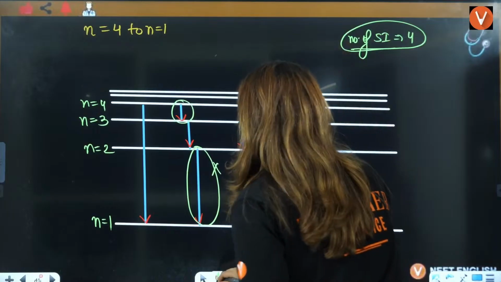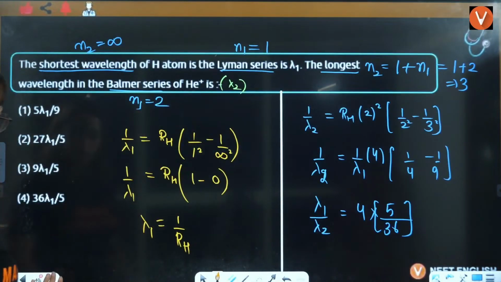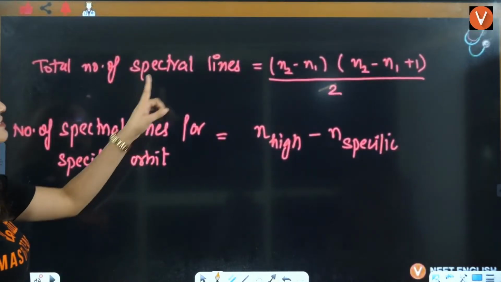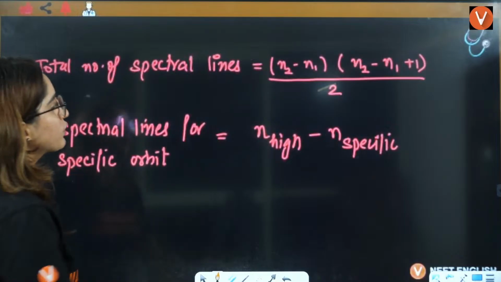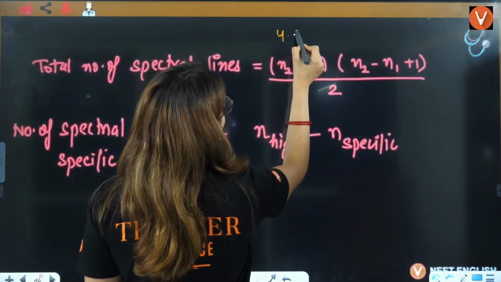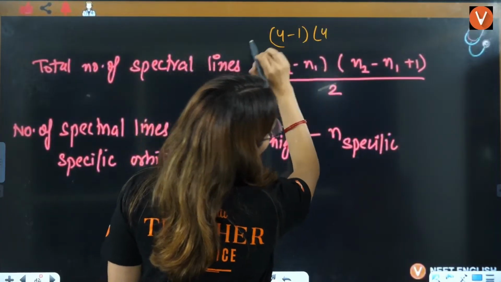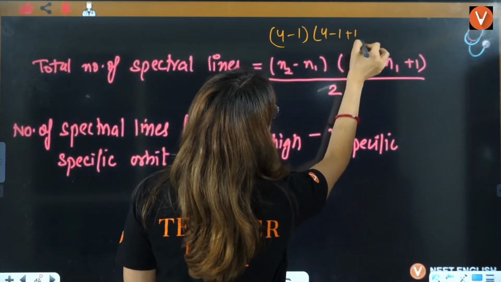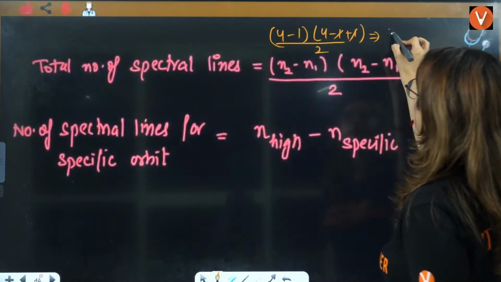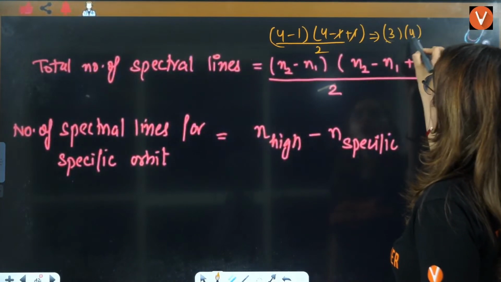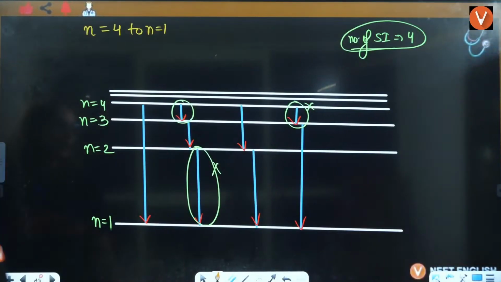Okay. Now I will teach you one formula. Rather than doing this, we'll have this formula: n2 minus n1 into n2 minus n1 plus 1, divided by 2. According to this formula, it will be 4 minus 1, 4 minus 1 plus 1 divided by 2. So 4 minus 1 is 3, and it is 4, so it is 2, 2. It will be 6. Wait a minute. It should be 6.